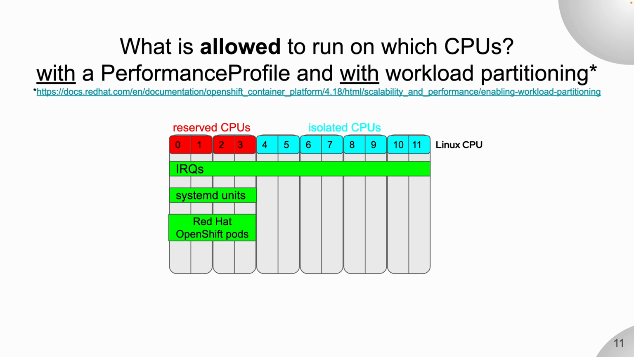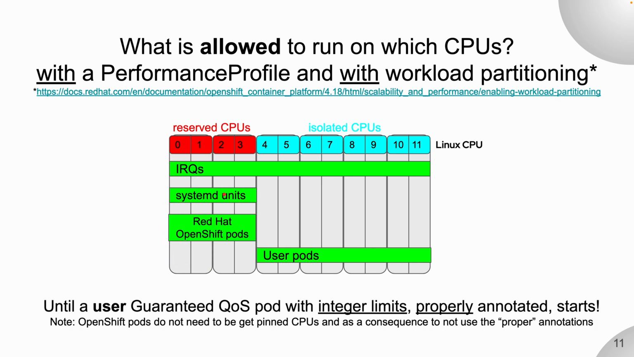Then Red Hat OpenShift pods now are restricted to the reserved CPU. So with workload partitioning, the Red Hat OpenShift pods are confined to the reserved CPU, so we can isolate the user pods from everything but the IRQs. And the other way to think about it is systemd units are going to be collocated with Red Hat OpenShift pods. So all of the infrastructure of Red Hat OpenShift plus IRQs are going to run on the reserved CPU.